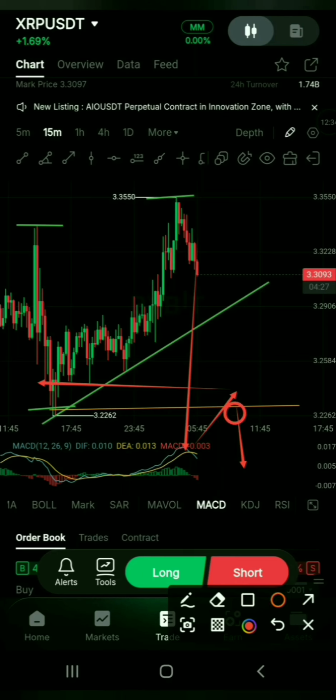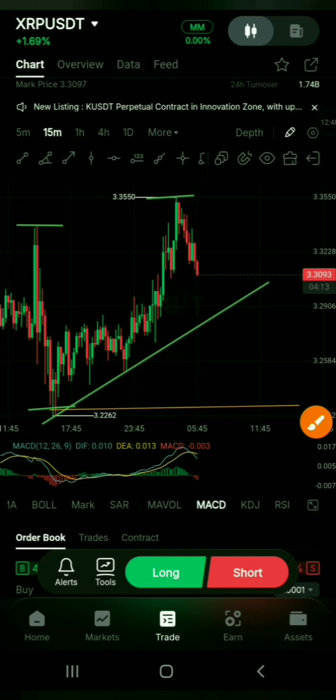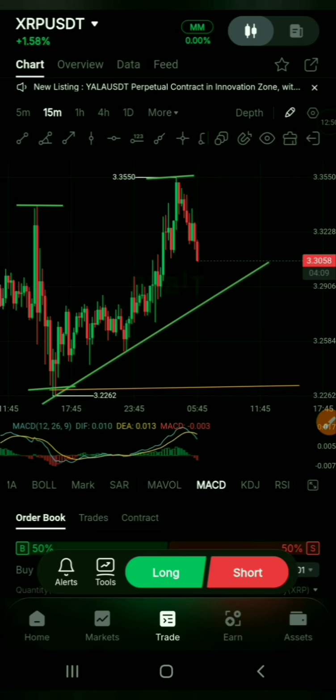But before you enter the market, you have to make sure that the last histogram on the MACD is green, and then a red formation has started to form. That is when you are going to enter into the market. Okay, now done with that, let's go back to our Bollinger Band.